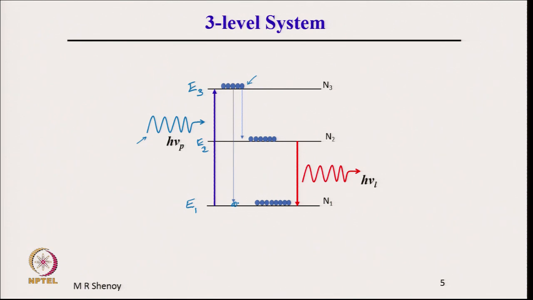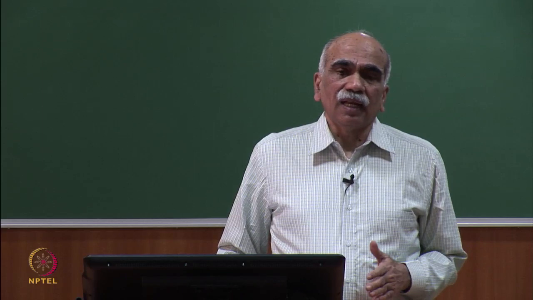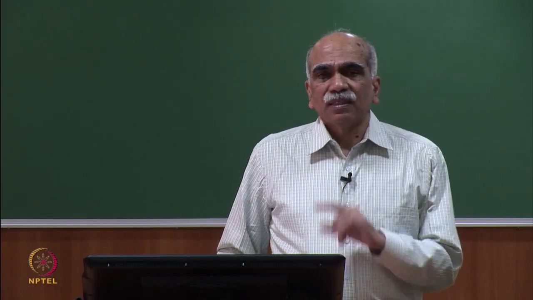So, in such an atomic system which is called a 3 level atomic system, we will see that, depending on the lifetime of these levels, it is possible to have population inversion between the second level here, E2 and E1. It is possible under certain conditions that N2 can be greater than N1, and the conditions we will achieve by writing the rate equations for this 3 level system. So, we will discuss this in detail.